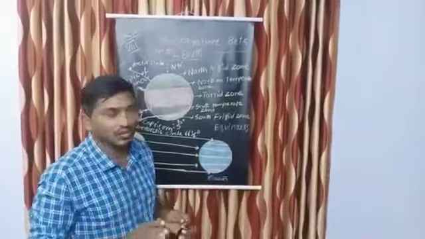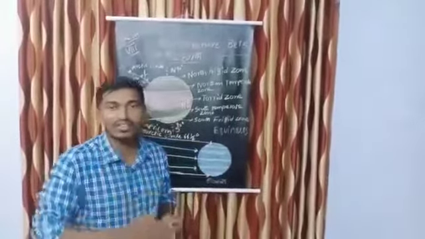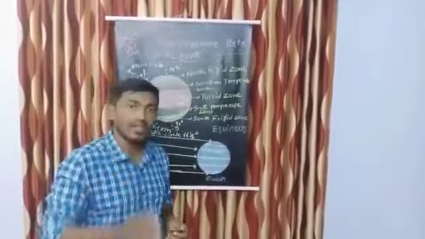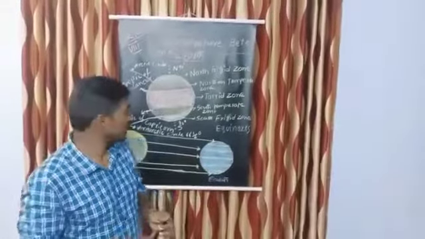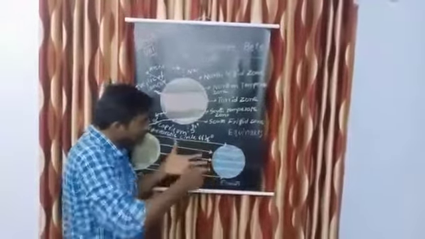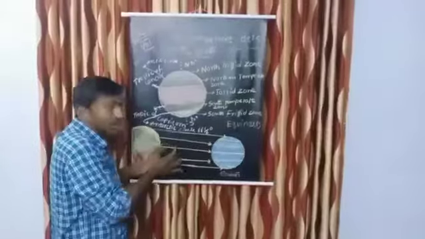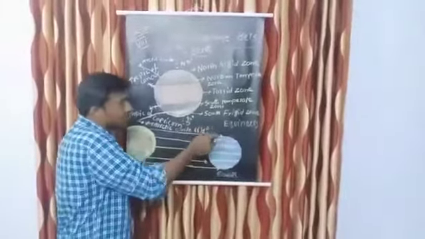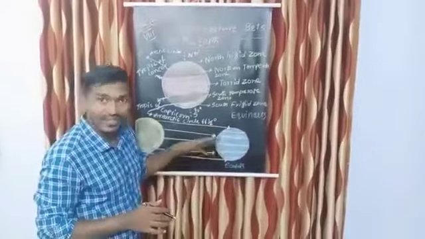Okay, that you have to remember. Especially in polar regions, 6 months you have a day and 6 months you have a night. Okay, why? Because of the curvature of the earth, these sun rays are not falling directly on the polar regions, North polar regions, South polar regions. That is why.